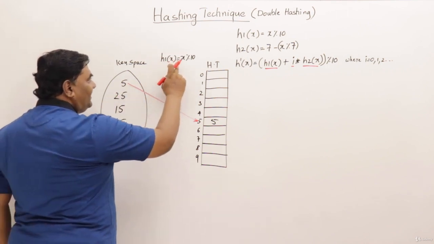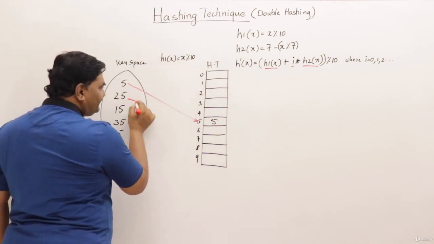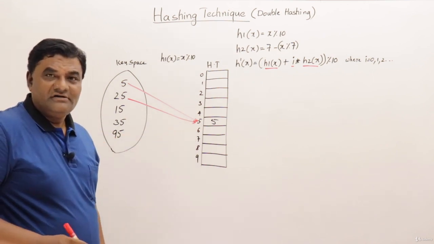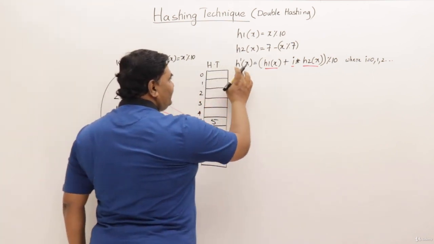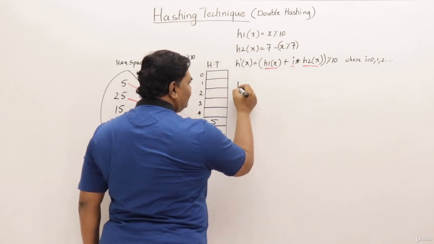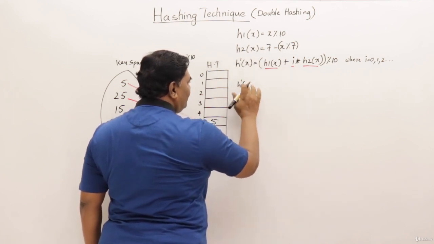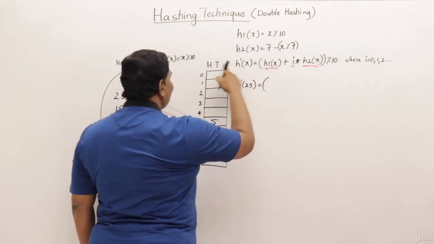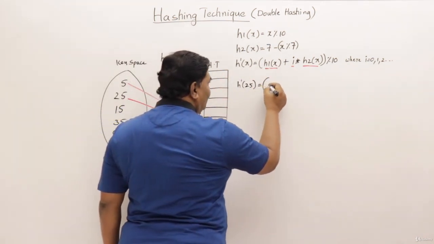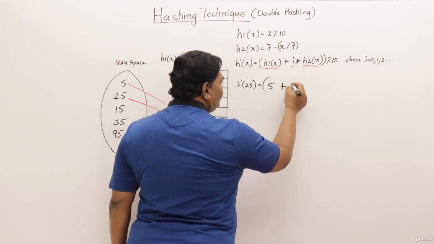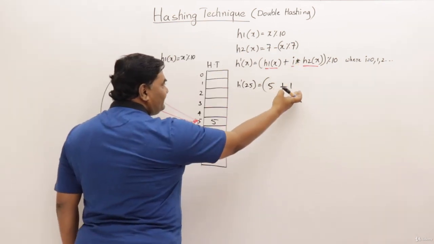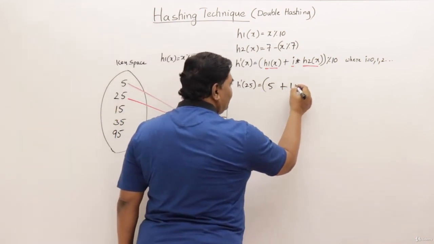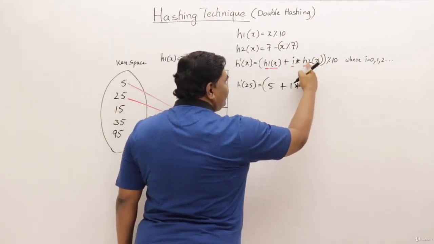Then 25. 25 mod 10 is 5. So this is again mapped on the same location. So this is a collision. Then I should use this modified hash function. For 25, the result we got is 5. So 5 plus i should be 1 now. Earlier i was 0. That's why we took 5 directly and found that there is a collision. Now i should be 1 into h2 of x.